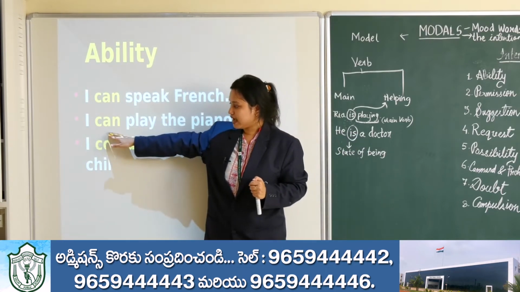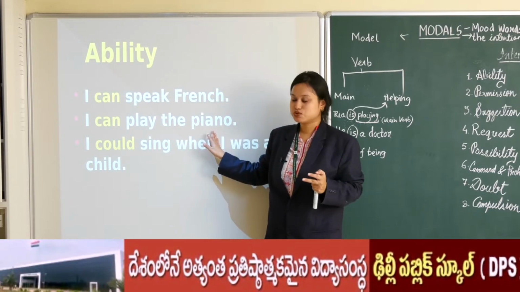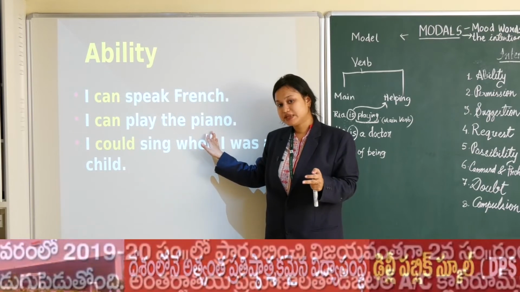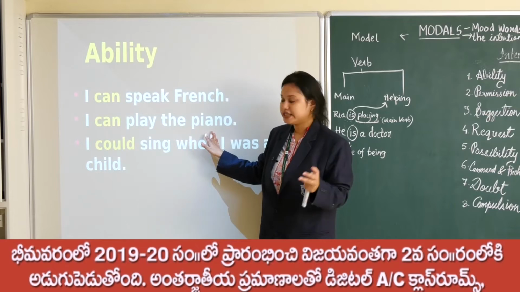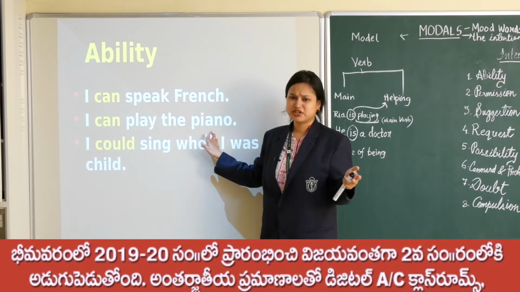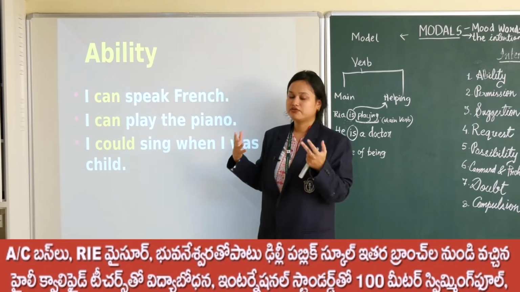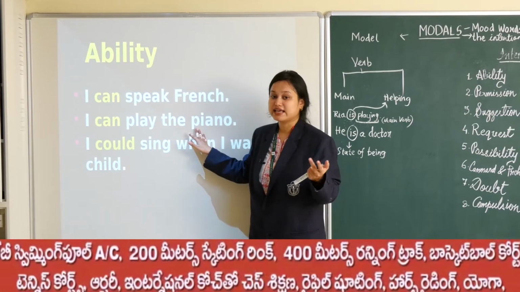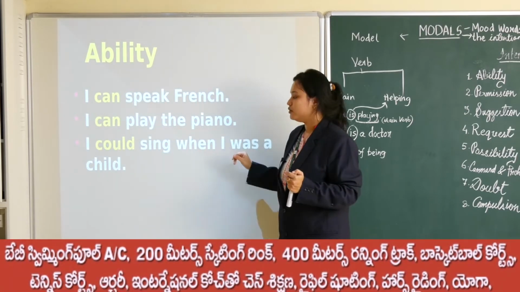Next example, I can play the piano. Piano is a musical instrument. I can play the piano. What is the capability? The capability is of playing the piano, right? Not everyone knows how to play the piano or a flute. You have to learn it. So when you learn and you are finally nicely trained in it, you can say that I can play the piano. So again it is showing us the ability, okay?